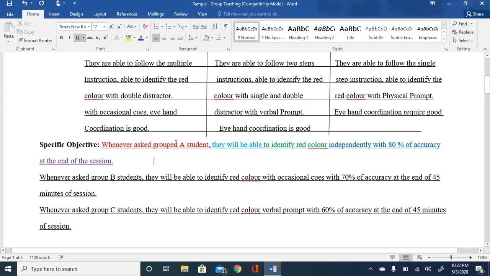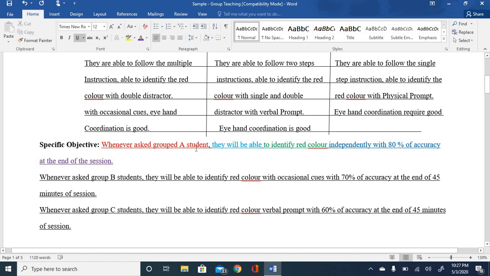"Whenever asked" is your condition. "They will be able" is the behavior, that means some action is happening. "To identify red color" is your content. "Independently with 80% of accuracy" is your criteria. That is my expectation, what I want my child to do. And "at the end of the session" is my duration, when my child will be able to do it. So you are going to write in this way. Make sure that you move one step ahead from the current level.